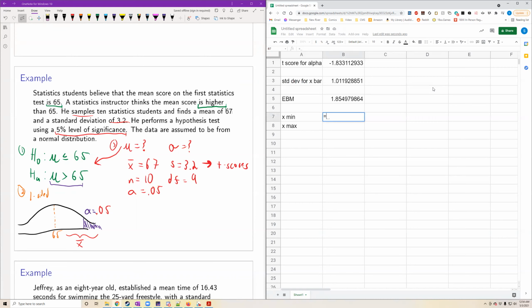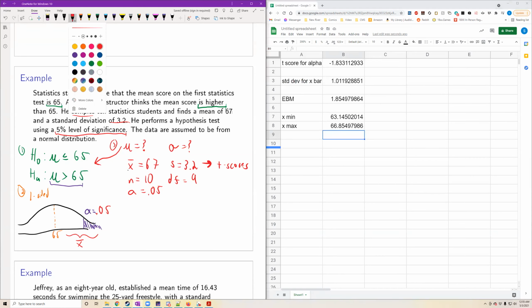So the mean that we got was 67 is what we're working with. Or whoops, sorry, 65 is the one we're working with. 65 minus this and 65 plus this. Again, we're working with the believed mean, the one that we wrote down in our hypotheses.